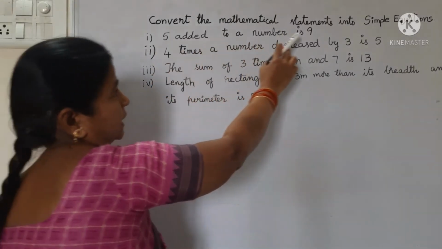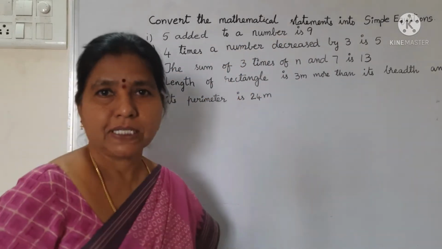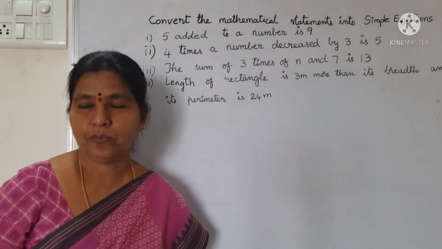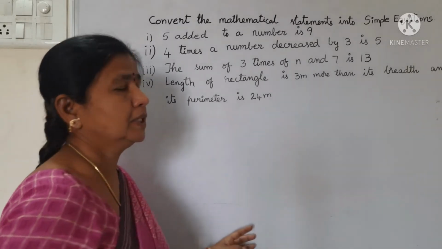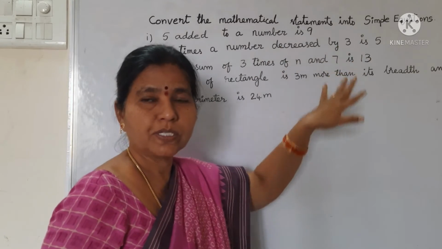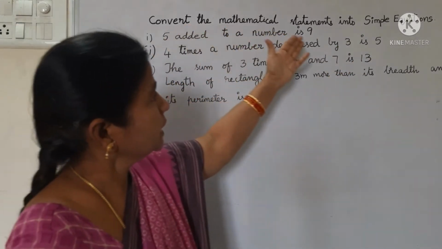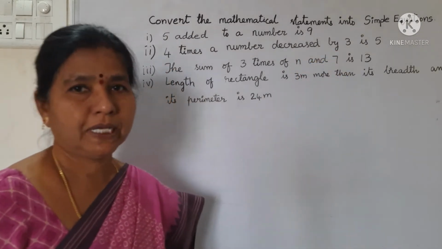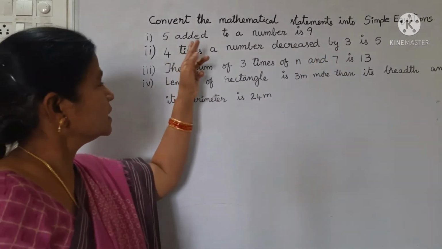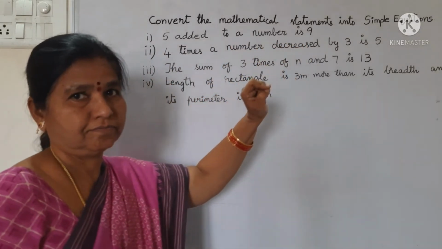Convert the mathematical statements into simple equations. Now let us move to another type of problems. Here we are converting mathematical statements into simple equations. So see, this is the first one: 5 added to a number is 9.